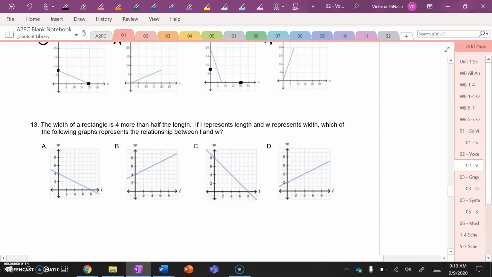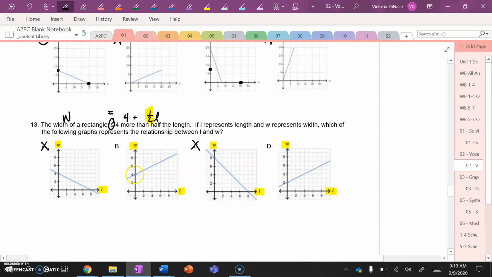For number 13, we have the width of a rectangle equals 4 more than half the length. So 4 plus half the length. If L represents length and W represents width, which of the following graphs represents the relationship between L and W? Well, I see in here that my slope in the form of y equals mx plus b, noticing where y is for W and x is for L, I see that we have an increasing slope. So we can go ahead and cross off letters A and C. So now we're just between B and D.